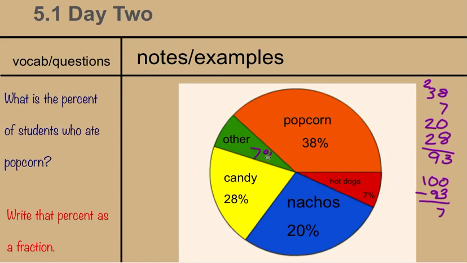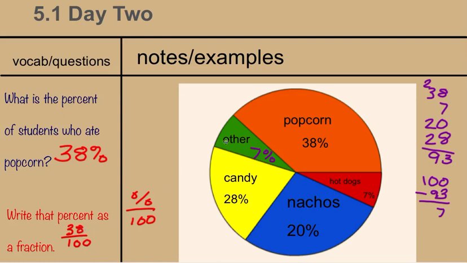All right, back to the question. Sorry for that little sidetrack there. What is the percent of students who ate popcorn? Popcorn was 38%. Really quick, we'll answer that question. There we go, 38%. Now it says to write that percent as a fraction. Here's where this lesson is so easy. Percent as a fraction. Percent over 100. I know the percent. It's 38. So all I need to do is write 38 over 100.